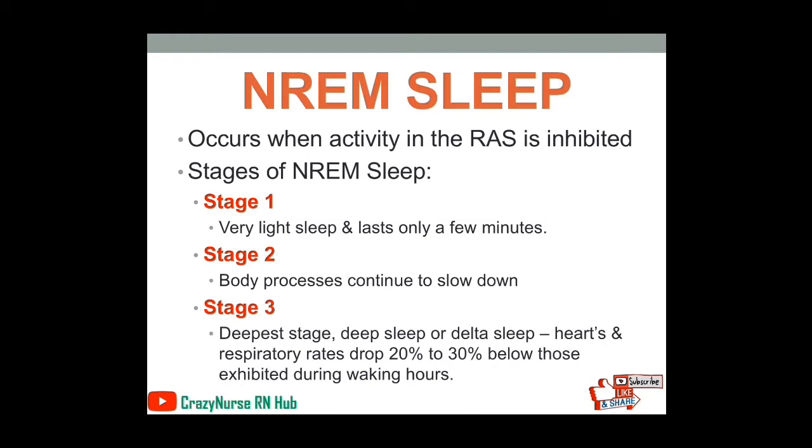In stage 3, it is the deepest stage of sleep, differing only in the percentage of delta waves recorded during a 30-second period. During deep sleep or delta sleep, the sleeper's heart and respiratory rates drop 20% to 30% below those exhibited during waking hours. The sleeper is difficult to arouse. The person is not disturbed by sensory stimuli. The skeletal muscles are very relaxed, reflexes are diminished, and snoring is most likely to occur. This stage is essential for restoring energy and releasing important growth hormone.